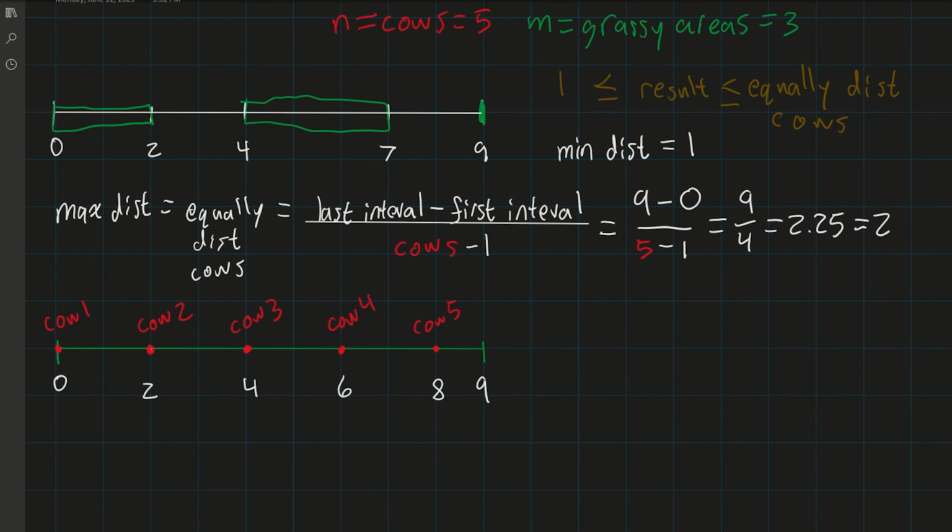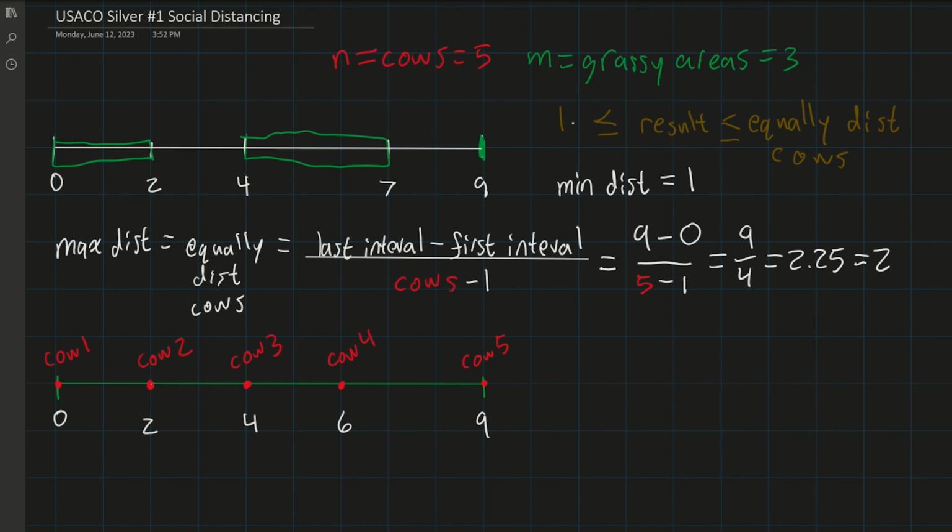Because we had to round down, we didn't reach the maximum number of 9. However, we only care about the result of the minimum distance. Even if we placed cow 5 at 9, our result is still going to be a minimum distance of 2. So that's how we can visualize these equally distant cows. That's the most optimal solution we'll ever get in every instance of solving this problem. So as I said before, the result is at least 1, between 1 and equally distant cows. So between 1 through 2 for this problem.